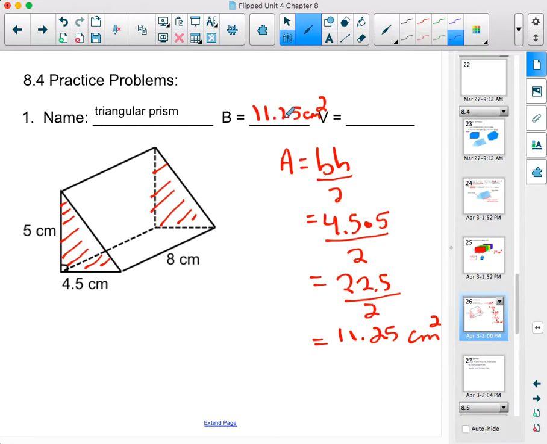Now, I know my big B is 11.25, so now I'm able to use my formula, volume equals big B times H. Big B, like we said before, is 11.25. Now I have to figure out what the height is. Remember, the height is the distance between the two bases. So here's my first base, there's my second. The distance between them would be this 8 centimeter piece here. So that's going to be my height. Now we can multiply 11.25 times 8 is 90.